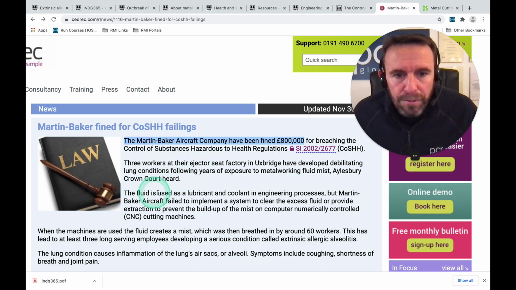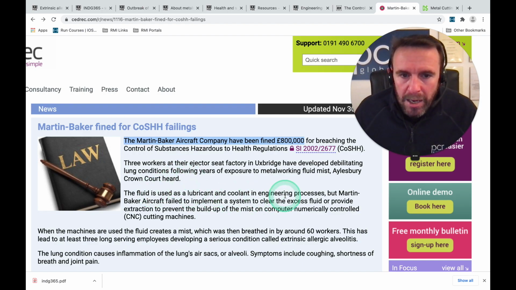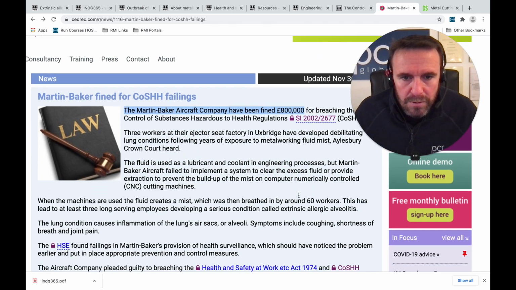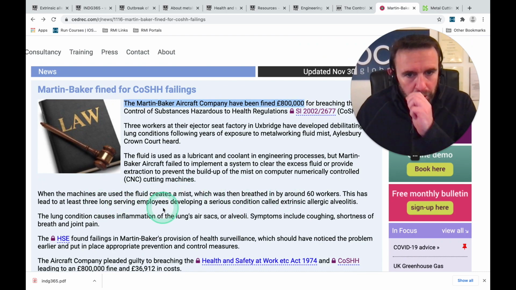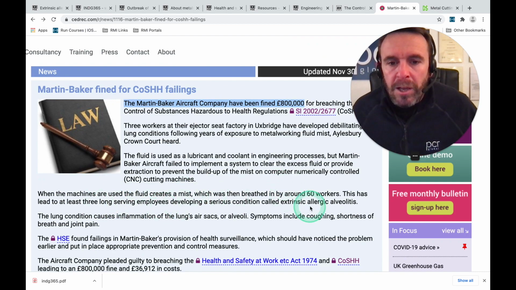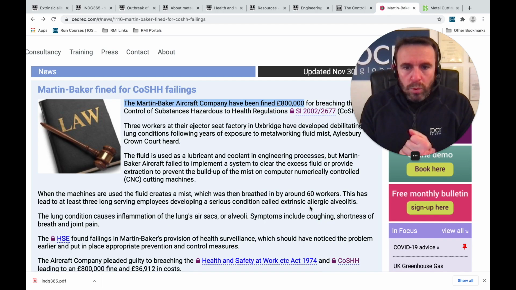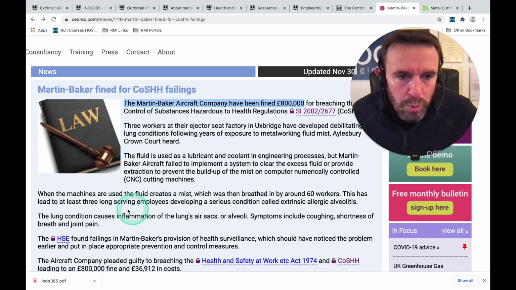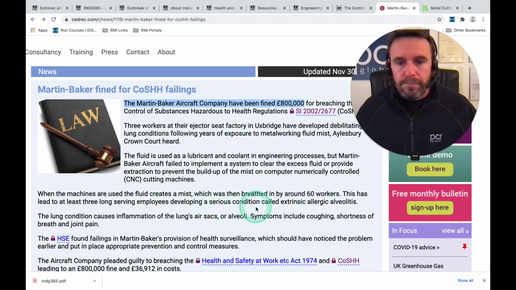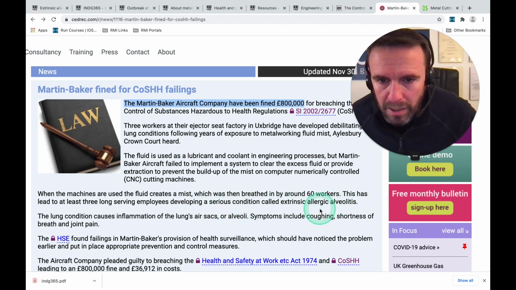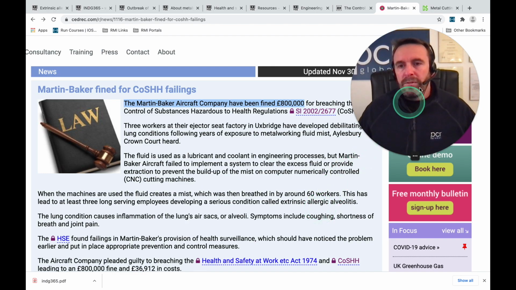And here we go. The fluid is a lubricant and coolant in engineering processes. When the machines are used, the fluid creates a mist, which was then breathed in by around 60 workers. This has led to at least 3 long-serving employees developing a serious condition. And there we go, EAA, Extrinsic Allergic Alveolitis.